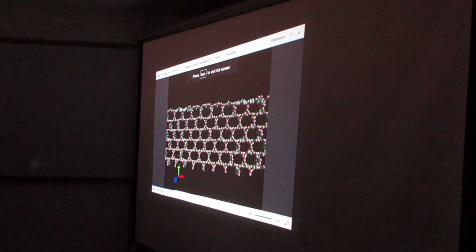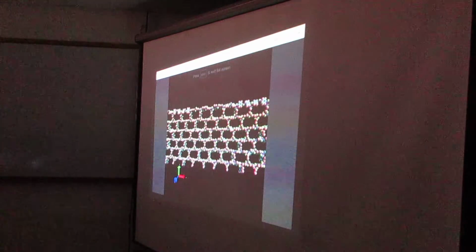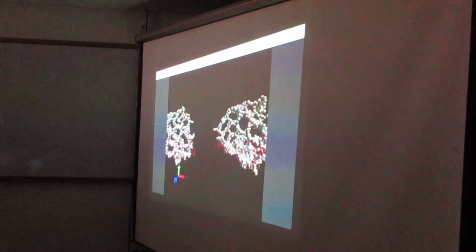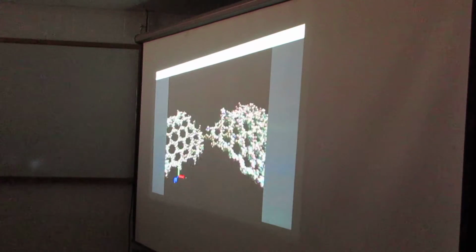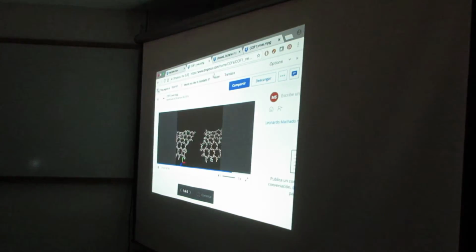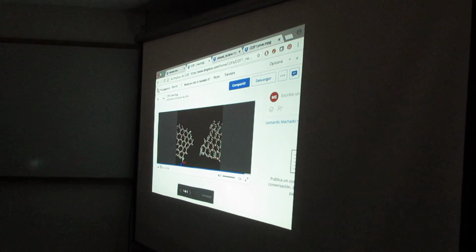Okay, now we are pulling in the other direction. See the form now is different than the other one, but it's going to break at some point too.